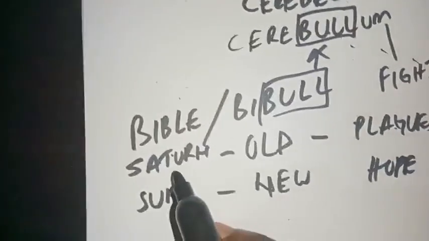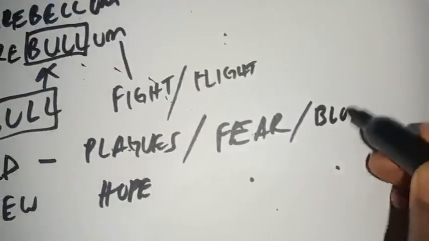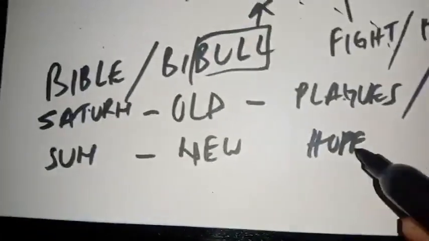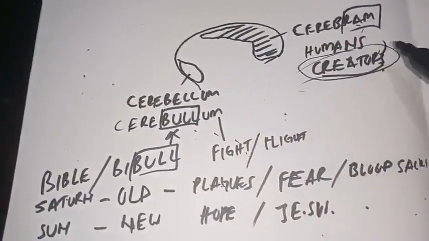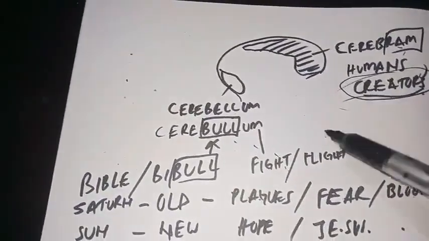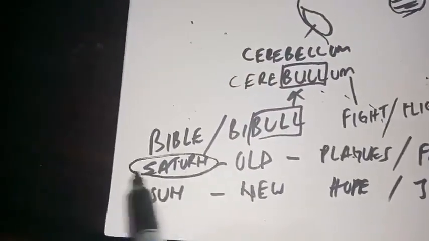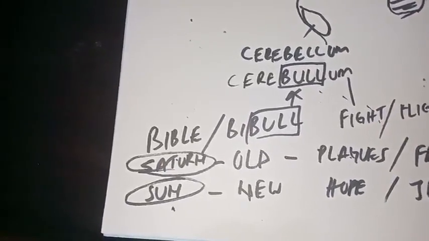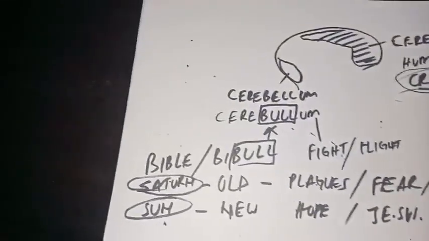That's why Saturn was merciless. Plagues, fear, sacrifice, blood sacrifice. But here there is hope, it is Jesus, you know. So when these changes arrive, when you are true to yourself, you just have created a new world. That's why Saturn ruled for a short period, and then there was the millennial reign of Christ. These are just changes which are coming in the realm, and you better be prepared.